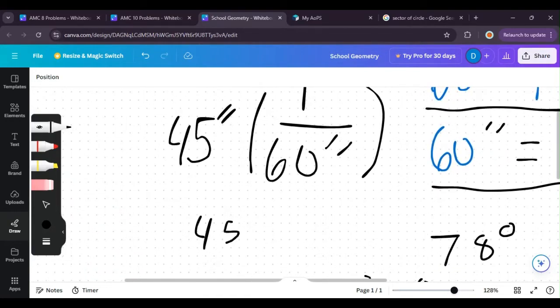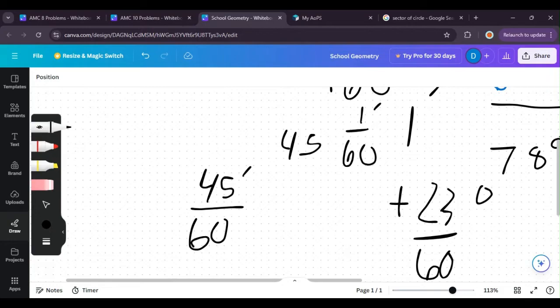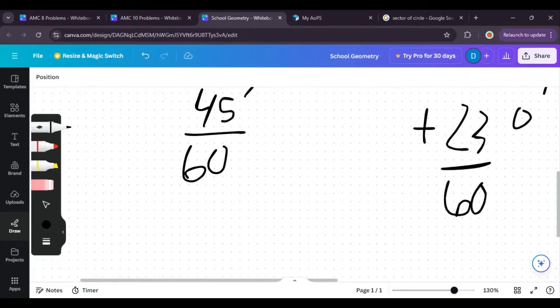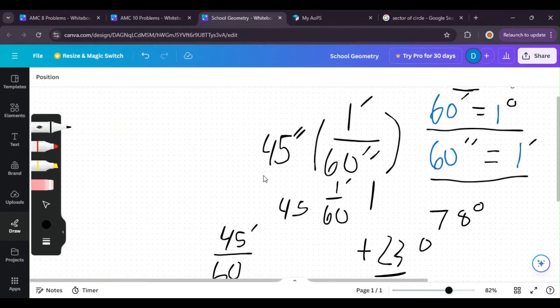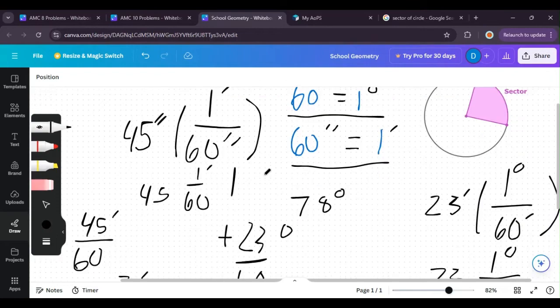Okay, so 45 times 1 minute over 60 is equal to 45 minutes over 60, which is just 45 over 60 minutes. And we can simplify this even more by dividing by 15. We can get 3 over 4 minutes. Okay, but we're not done there yet, because we still have to translate it into degrees. That's what the problem is asking for.